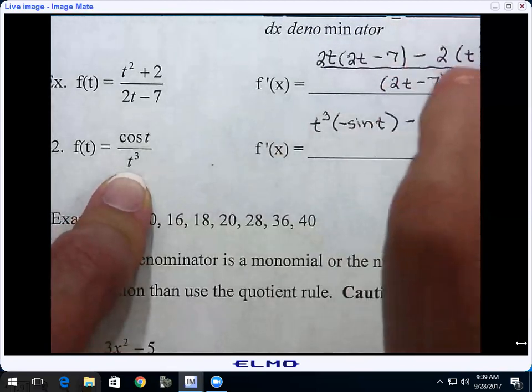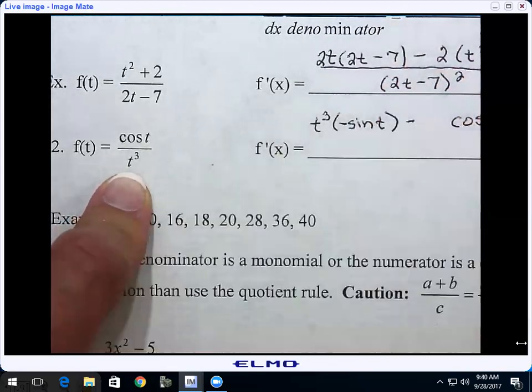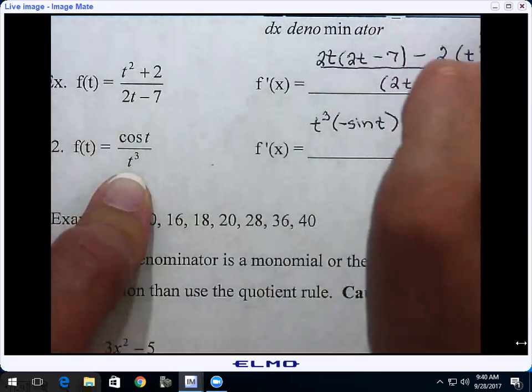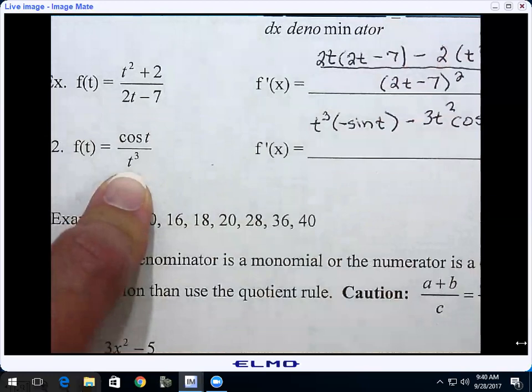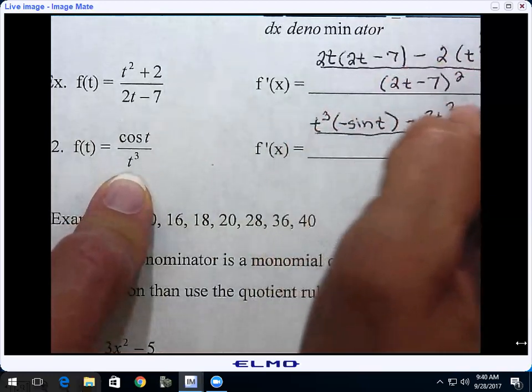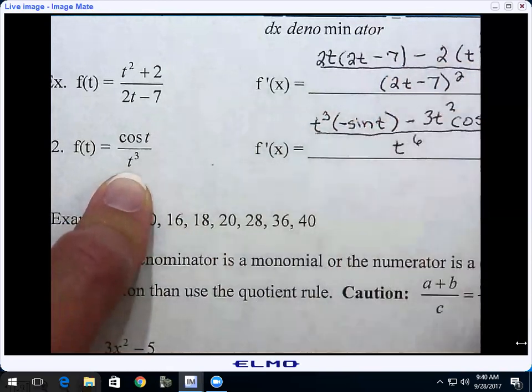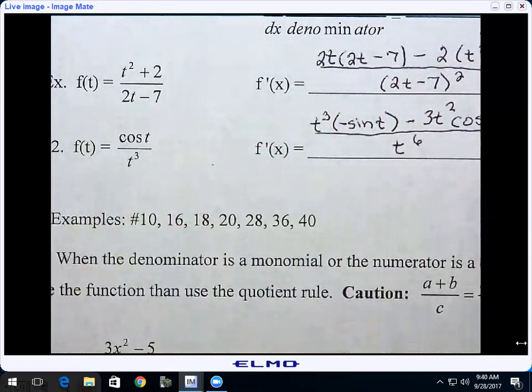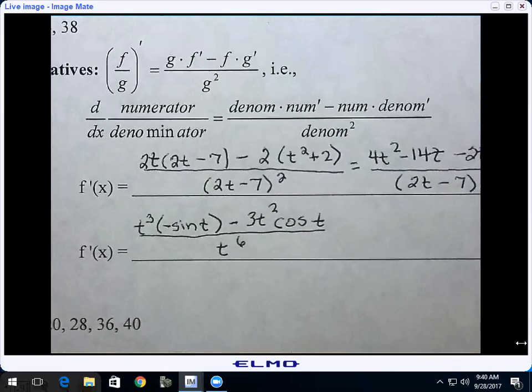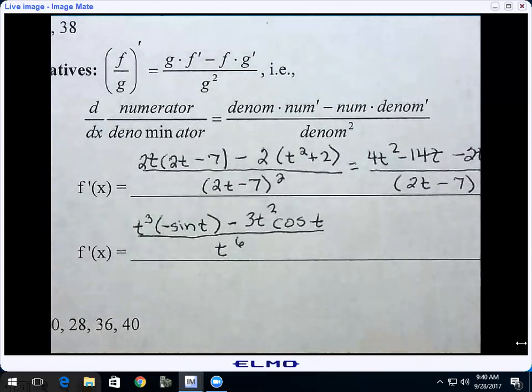Minus the numerator, then what? 3t. Derivative of the denominator is 3t squared, all over what? T to the 6th. Because t cubed squared is t to the 6th. Then what?